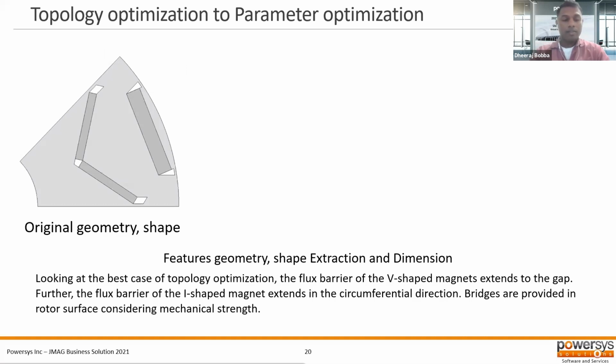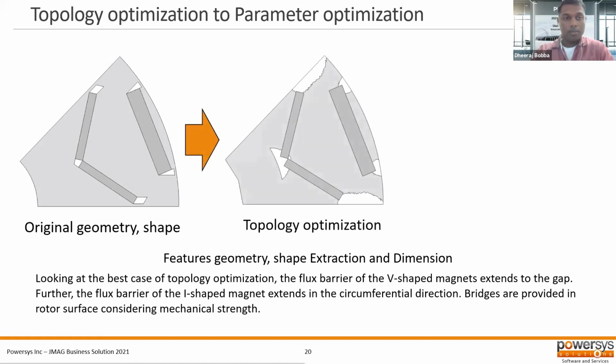So give a rundown of the process again. The original geometry shape is shown here, and from topology optimization, we extracted this as the optimum design, but we can see the shapes are not well defined, and there's also no bridge at the top. So this is not manufacturable in the sense that there's nothing holding this piece of metal there.